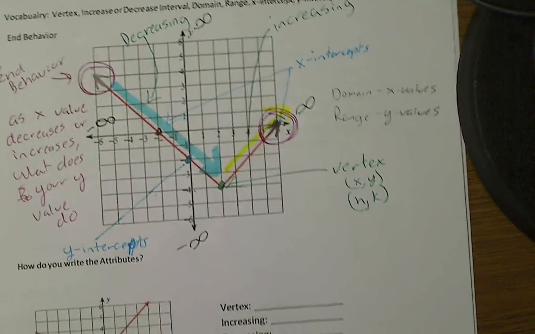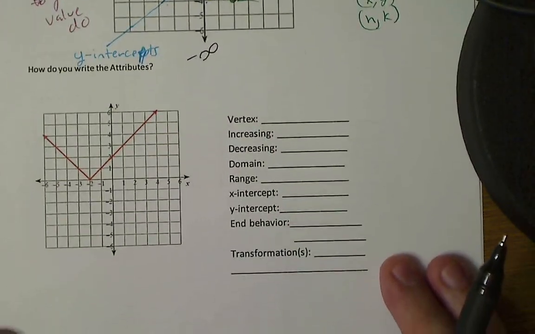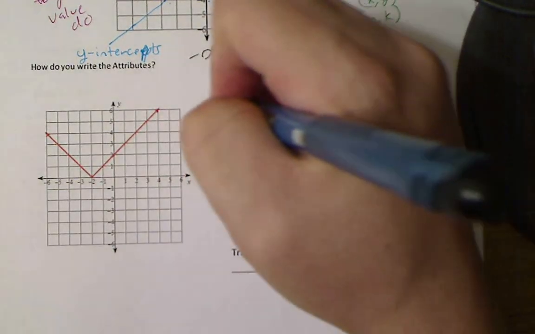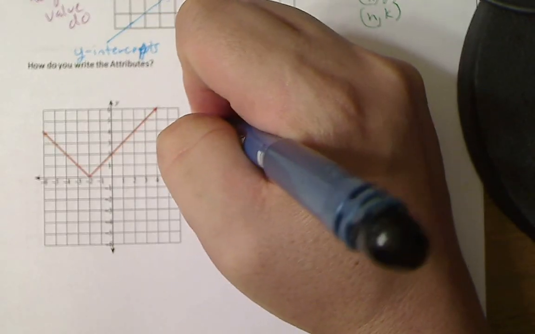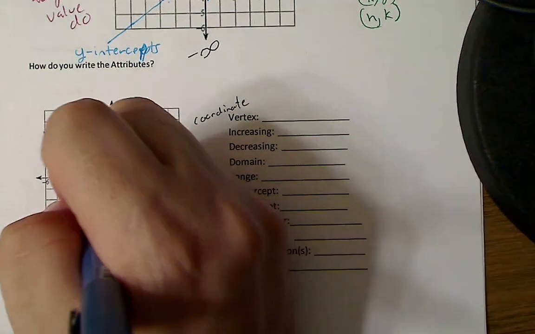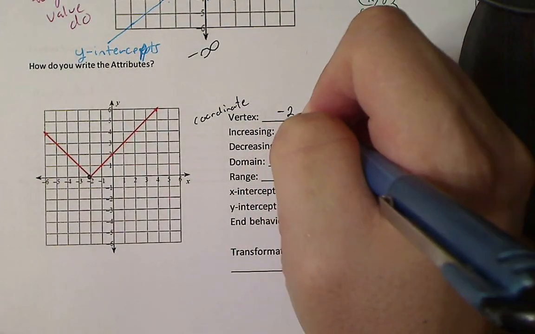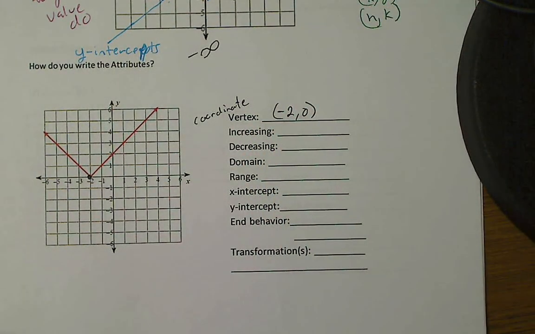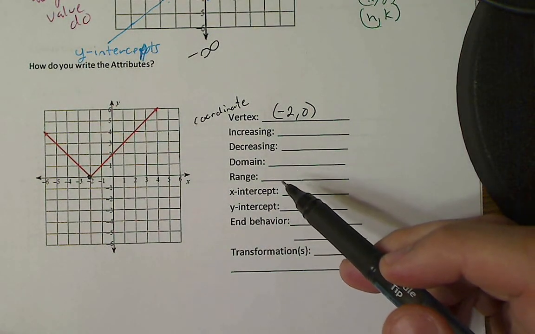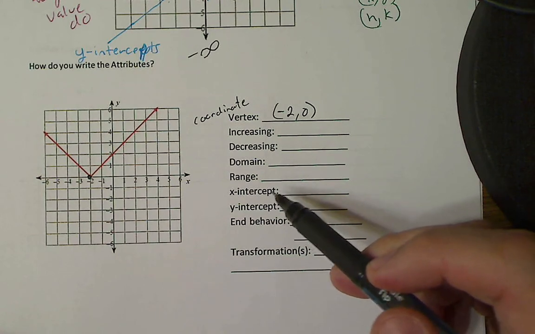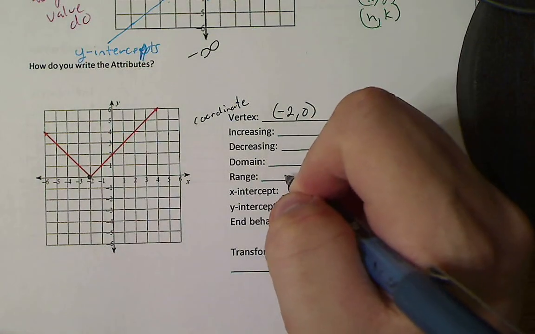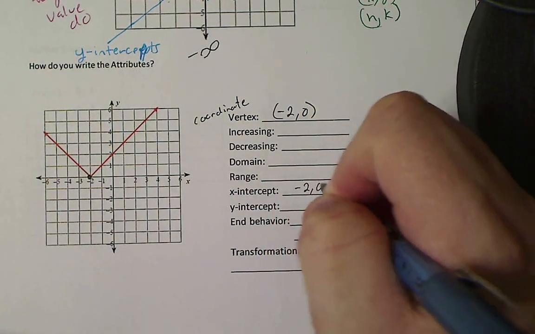So now how do you write the actual attributes? Well, vertex is a coordinate, which makes it nice. So your vertex is an actual coordinate. So like in this case, my vertex here is going to be this point, which would be -2, 0. Okay. I'll come back to the increasing, decreasing in a second. My y-intercept, my x-intercept, again, where it crosses the x-axis, happens to also be my vertex in this case. So I'm going to write it as a coordinate also.